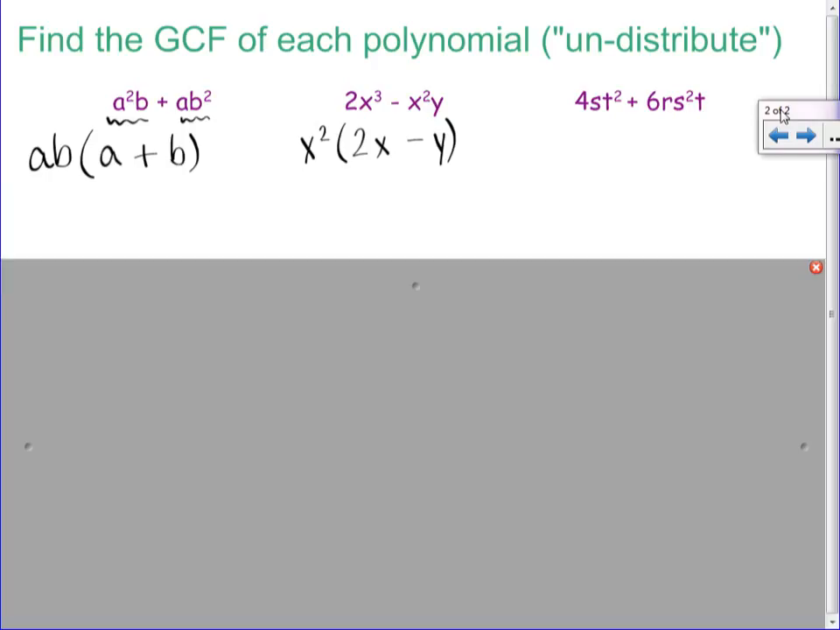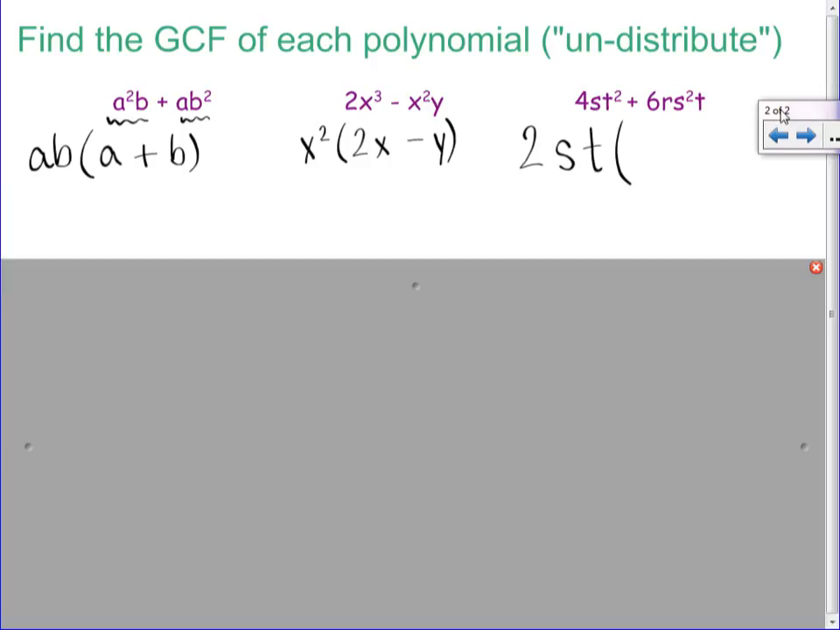Looking at this next one, again, you want to take out as much as you can. Looking at the 4 and the 6, what is the biggest number that we can divide out of both of those? It's 2. How many r's can we take out? We can't take any r's out because there's only an r on the second term. How many s's can we take out? We can take out at the very most 1 s, because there's only 1 s on the first term. And then we've got a t on both terms as well.